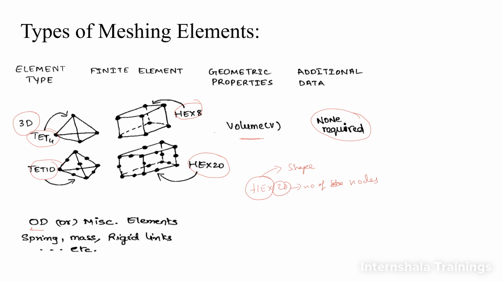And in addition to these 1D elements, 2D elements and 3D elements, we will be having some elements called 0D elements, or they are also known as miscellaneous elements. So simple elements which can represent springs, concentrated mass or rigid links, all these things come under the 0D type of meshing elements. So this is a very basic overview of different types of elements, that are 1D elements, 2D elements, 3D elements and 0D elements, that we use for dividing the complicated object into simple objects using the technique of finite element method.